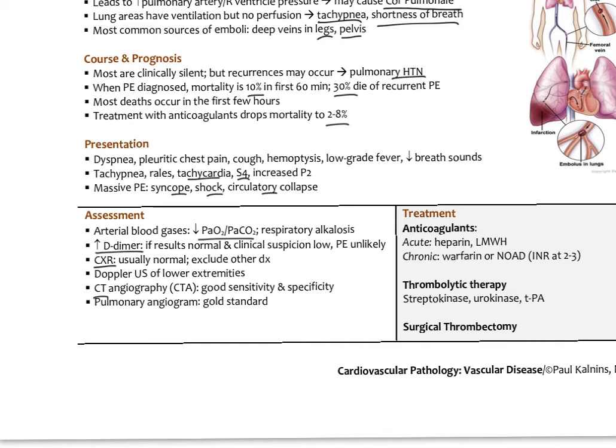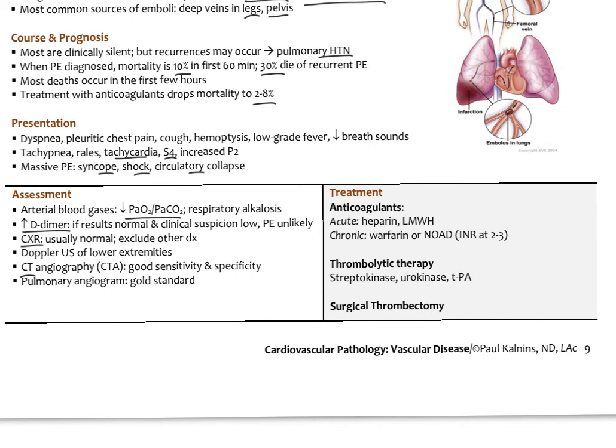So that would be the typical assessment for PE, and then the treatment again would be similar to what we saw with DVTs, and that would be anticoagulants, thrombolytic therapy, and potential surgical thrombectomy. Okay, so spend a little time on that, but I think that's important because this is a fairly common condition that might be encountered in primary care and acupuncture settings.